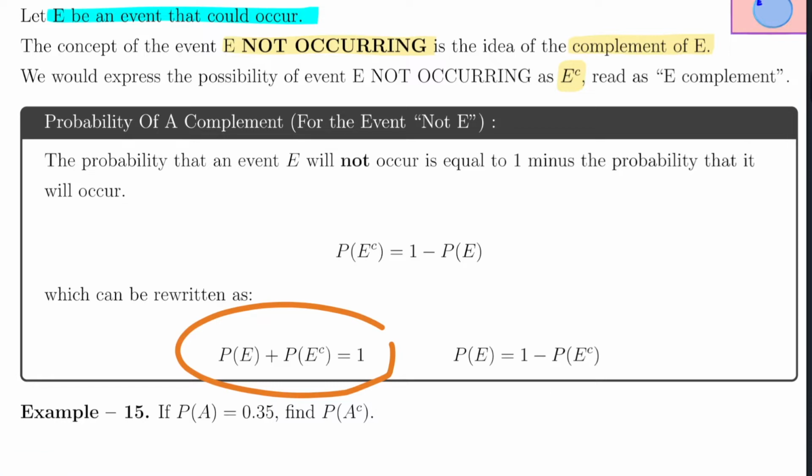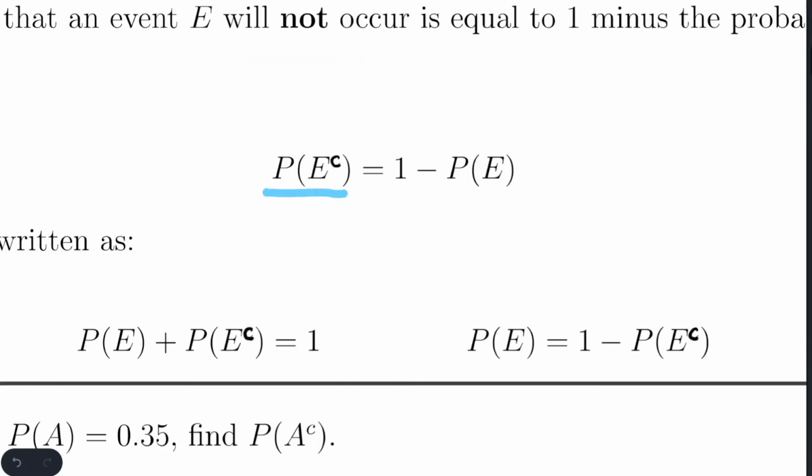So this first formula at the top tells us the probability that E will not occur, the probability of E complement, is equal to 1 minus the probability of E. So if you know the probability that something will occur, to figure out the probability that it won't occur, you just take 1 minus the probability that it will.